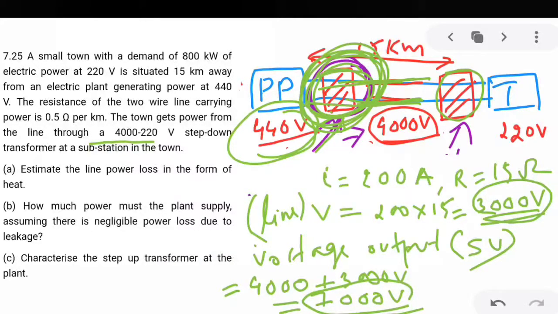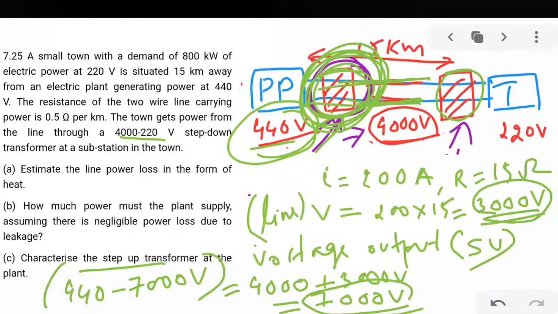The transformer near the town had a rating of 4000 volt to 220 volt, so it was a step down transformer. This step up transformer near the power plant is converting 440 into 7000, so it will have a rating of 440 to 7000 volt. So this will be the rating of the step up transformer.